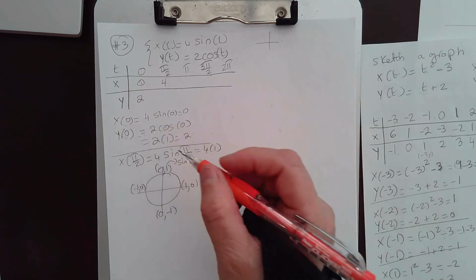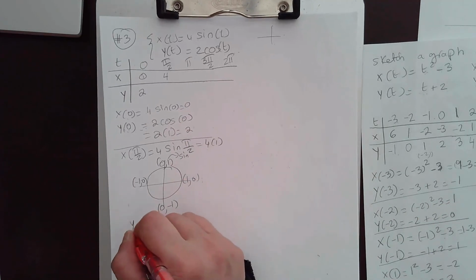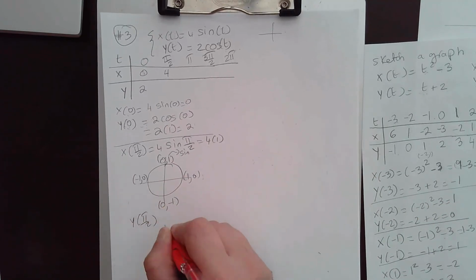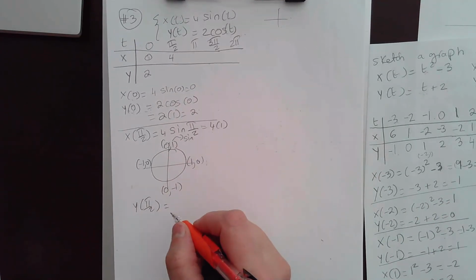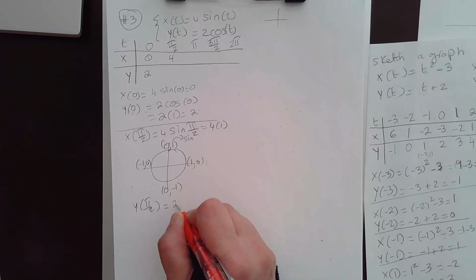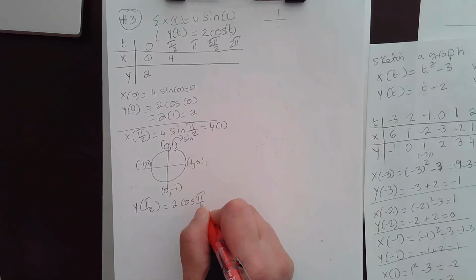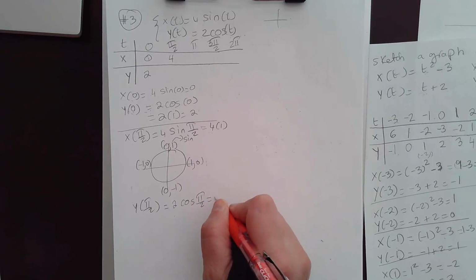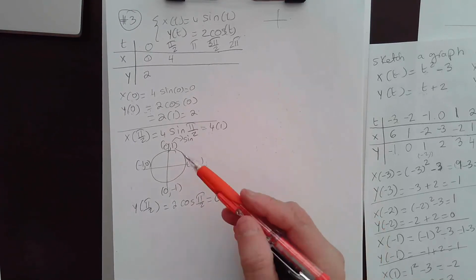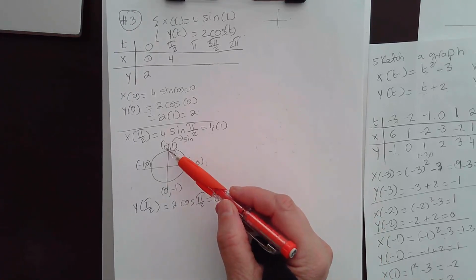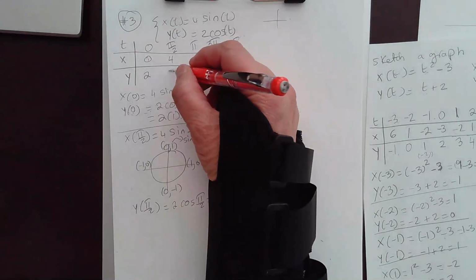Now y of pi over 2 is 2 times cosine pi over 2. You know cosine pi over 2 is 0. So 2 times 0 is 0. So we have (4, 0).